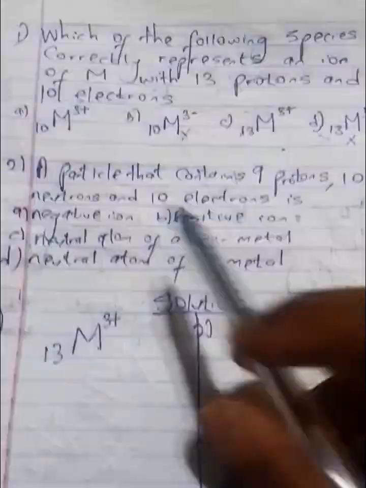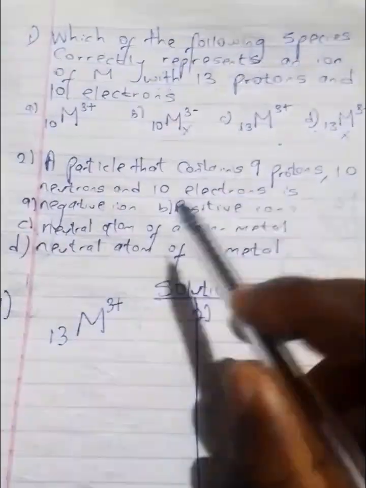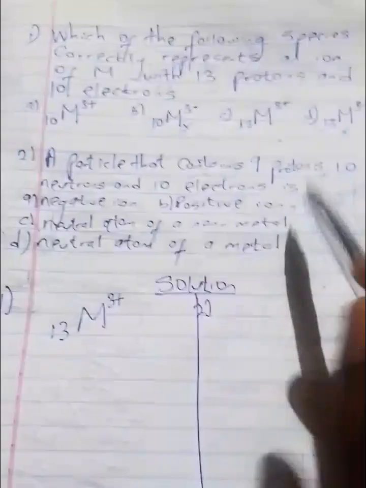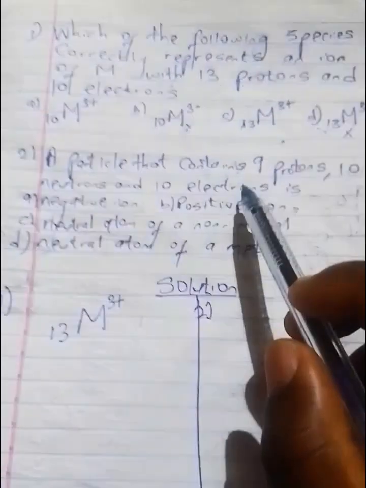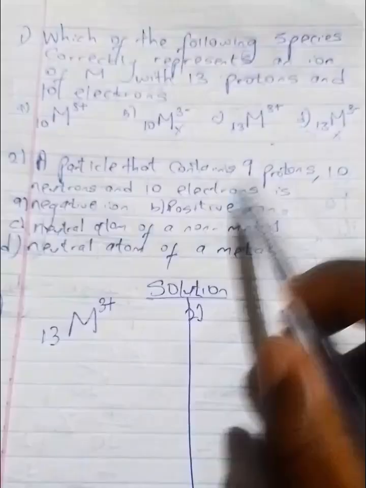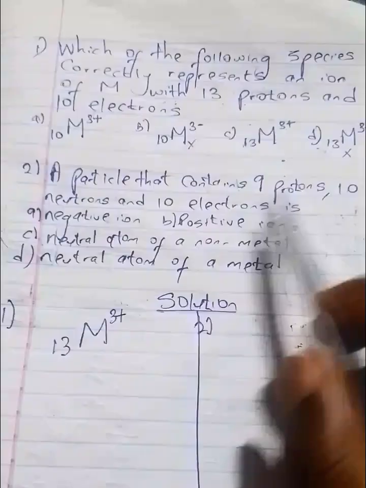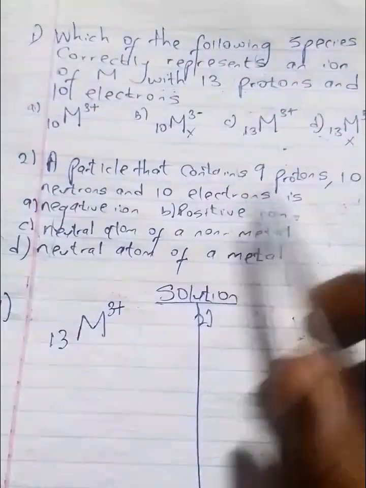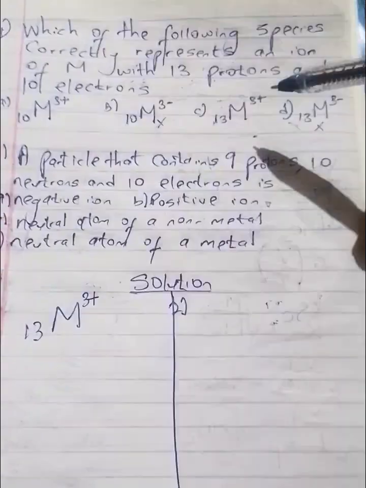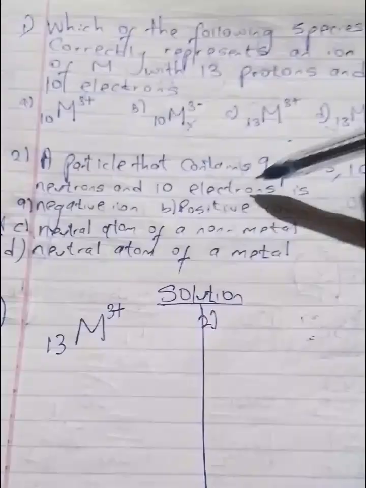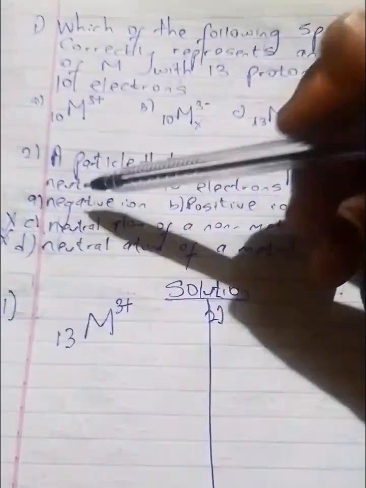Now number 2, it says a particle that contains 9 protons, 10 neutrons and 10 electrons is... Okay, now remember I said when the number of protons and the number of electrons are the same, it's neutral. But if they are not the same, it means that they are ions. It could be positive or negative. So all the neutrals are out, because the element cannot be neutral, since the number of protons is not equal to the number of electrons. Okay, we are good with that. Now we are left with A and B.